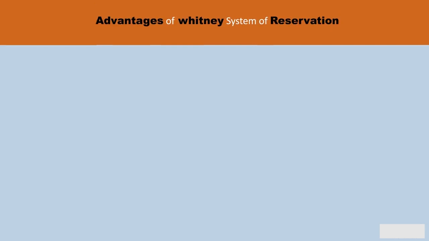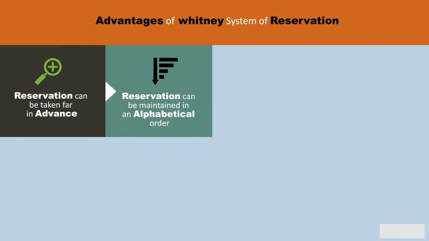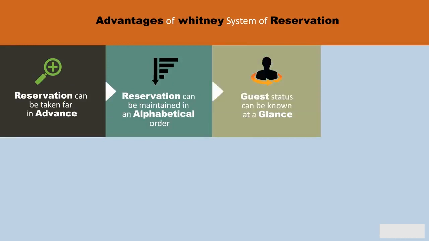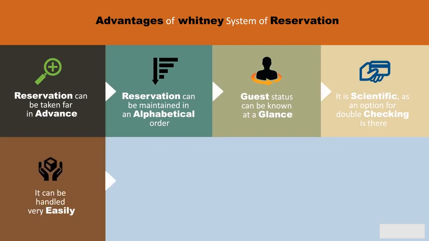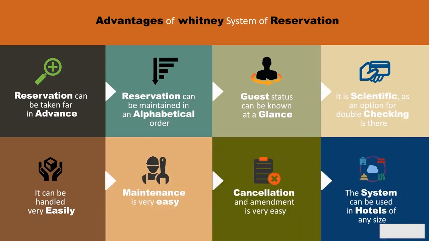The system of reservation is used worldwide due to its many advantages, like reservation can be taken far in advance. Reservation can be maintained in an alphabetical order. Guest statuses can be known at a glance. It is scientific as an option for double checking is there. It can be handled very easily. Maintenance is very easy. Cancellation and amendment is very easy. The system can be used in hotels of any size.